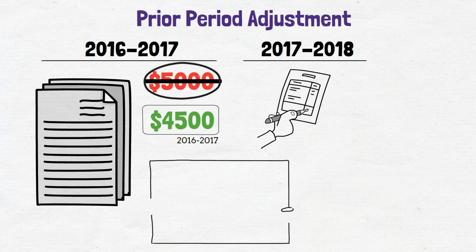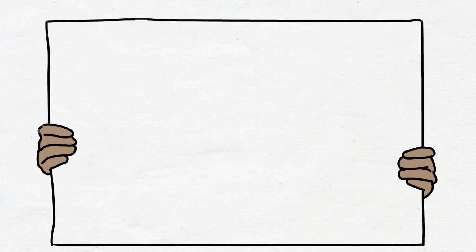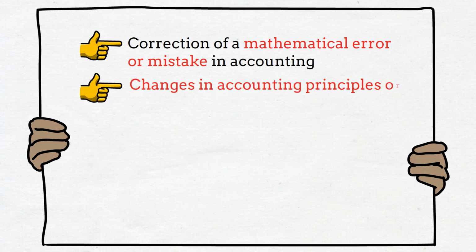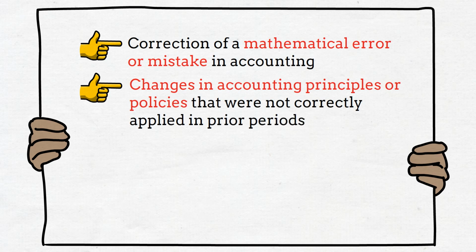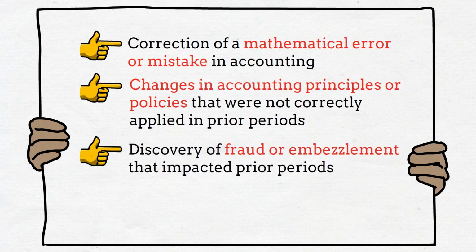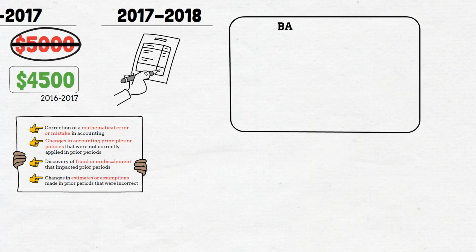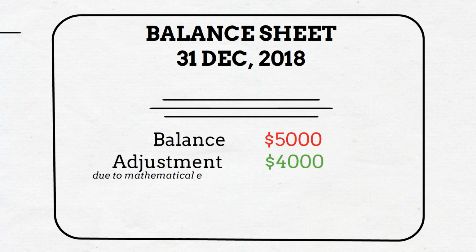Prior period adjustments can be made for a variety of reasons, including correction of a mathematical error or mistake in accounting, changes in accounting principles or policies that were not correctly applied in prior periods, discovery of fraud or embezzlement that impacted prior periods, and changes in estimates or assumptions made in prior periods that were incorrect. Prior period adjustments are recorded as a cumulative adjustment to the opening balance of retained earnings or other equity accounts. The adjustment is shown separately on the financial statements and typically includes a description of the reason for the adjustment and the impact on the financial statements of the affected period.